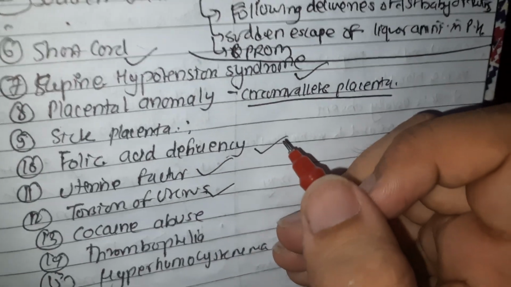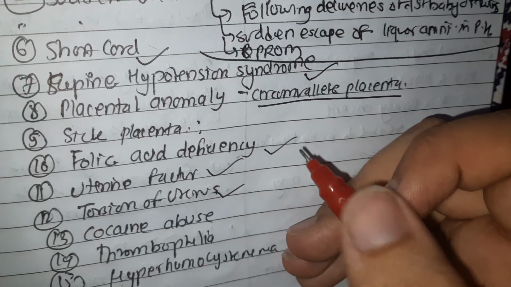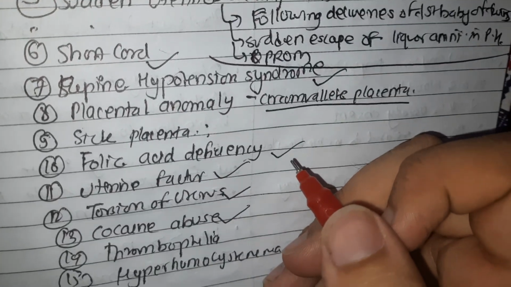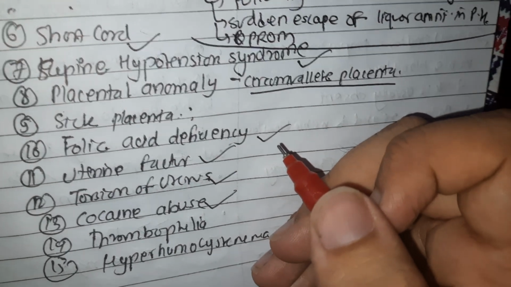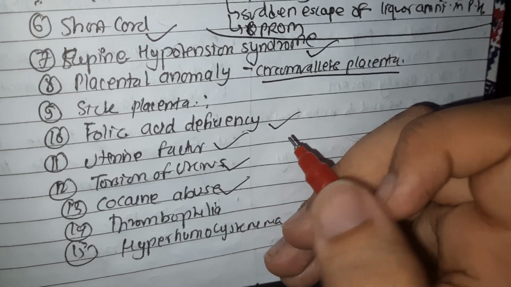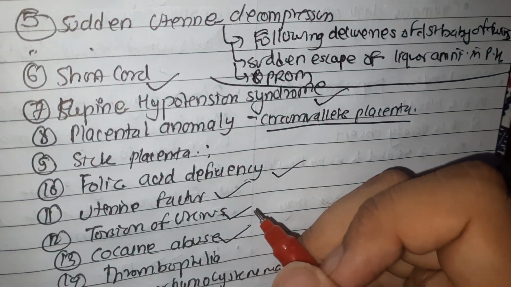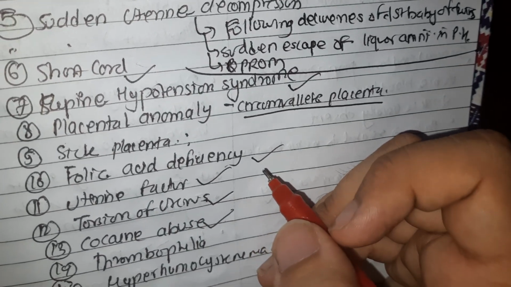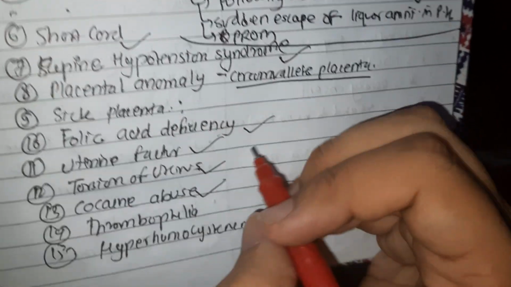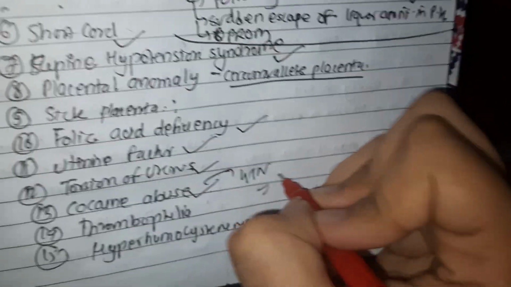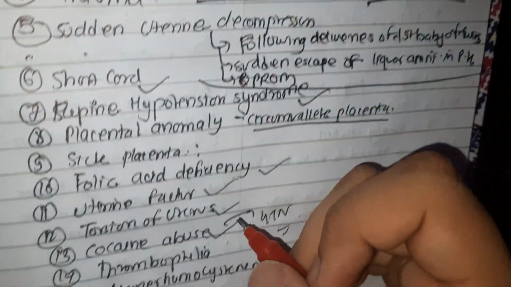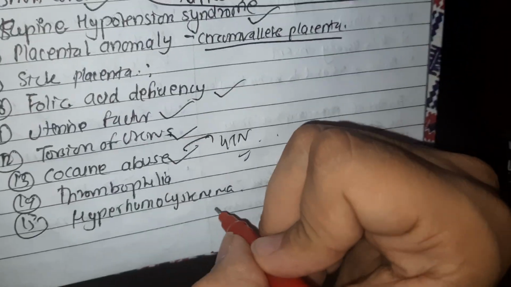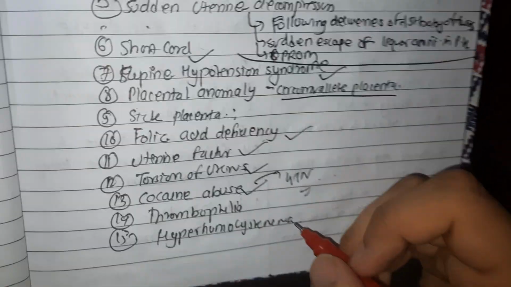Torsion of uterus leads to increased venous pressure and rupture of vein with separation of placenta. And the next is cocaine abuse. Cocaine abuse is associated with increased risk of transient hypertension and vasospasm and placental abruption. And next is thrombophilia. Both the inherited and acquired are associated, and hyperhomocysteinemia is associated with recurrent abruption.